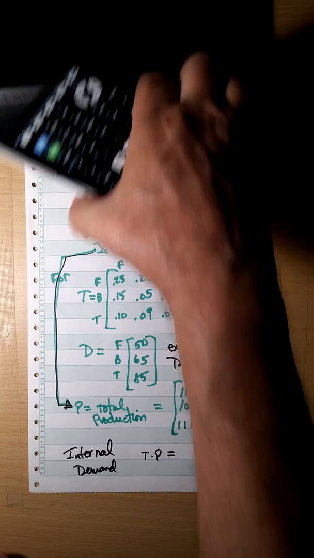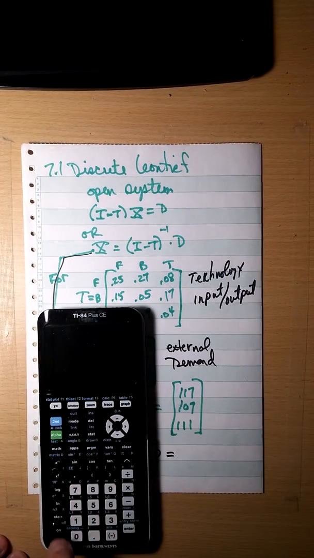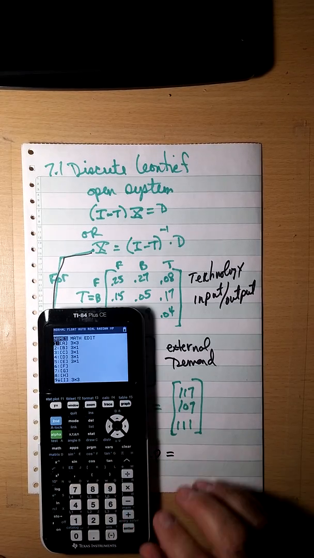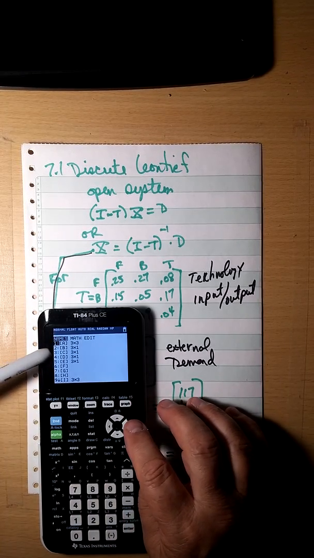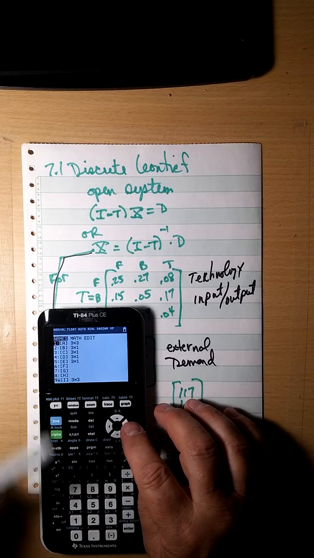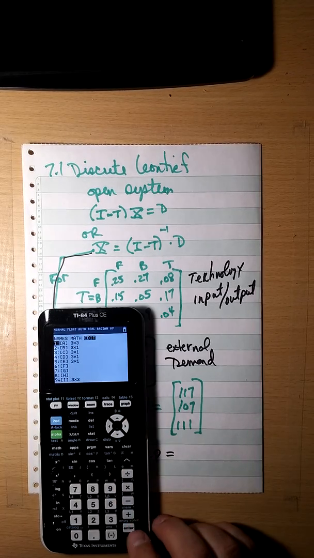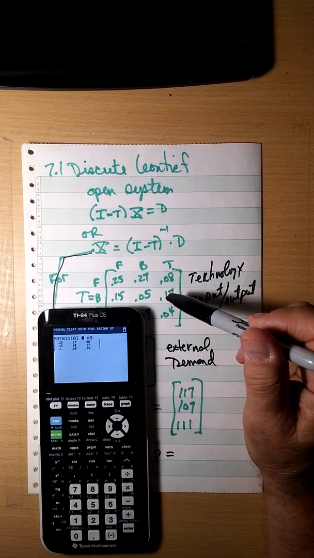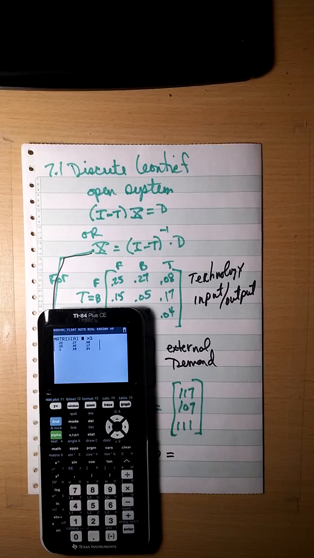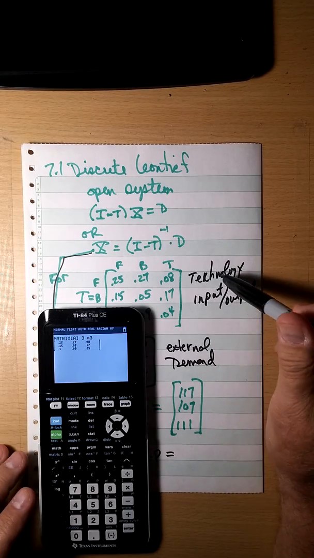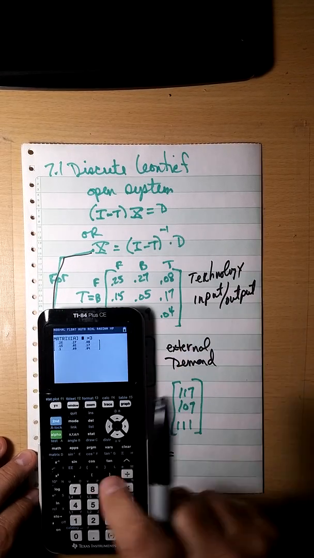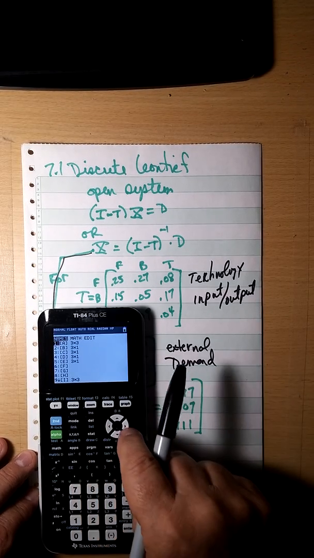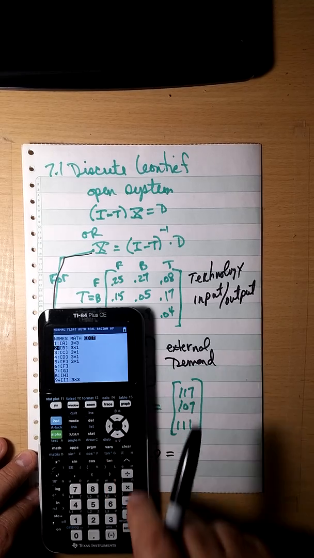Now if we look at our matrices, we can usually see from this, A is a 3 by 3 and B is a 3 by 1. I don't know which one's which here though. Let's look at the 3 by 3. That is the technology or input-output matrix. Let's get out of there. Go back in. Go over to edit. Let's look at the 3 by 1.